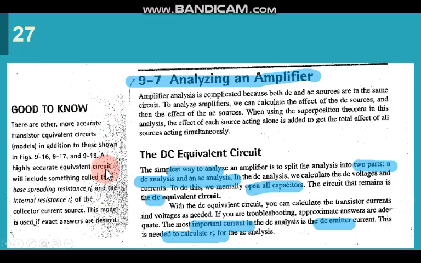Now, when you know both the models for analysis, pi and T, we will look into analyzing an amplifier. We can have the simultaneous effect of both the DC source as well as the AC source. So we will first perform the DC analysis. To get the DC equivalent circuit, we can open all the capacitors, and then you can solve for currents and voltages. That will be used to find the value of RE dash.